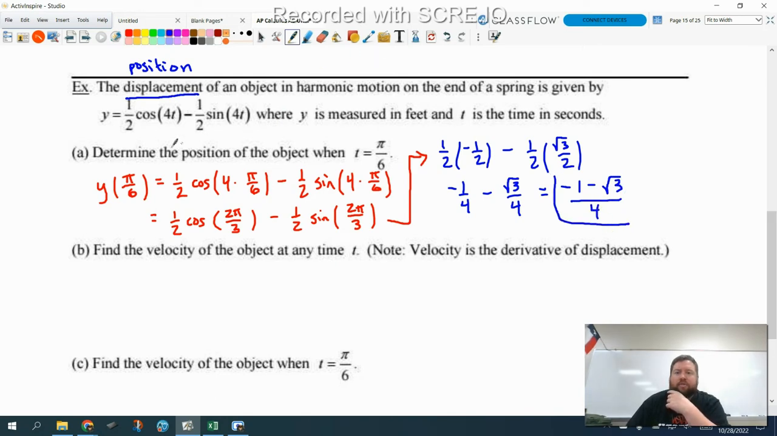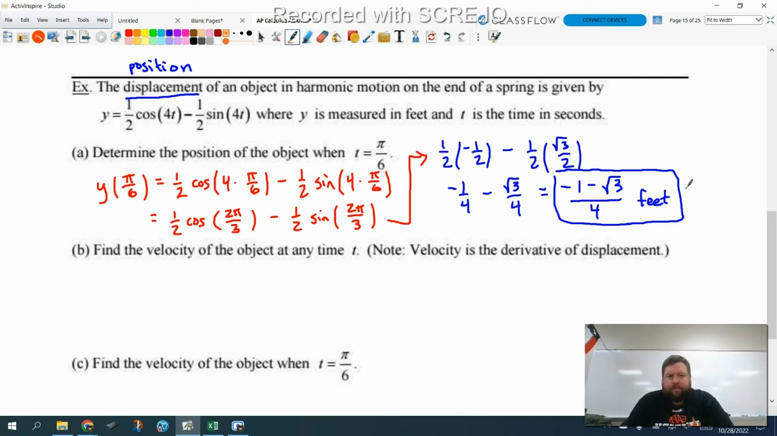And let's put units on this. Y is measured in feet. So this is in feet. All right, so what this answer is telling us is that since it's a negative number, the object is that many feet in the negative direction of where it started from.